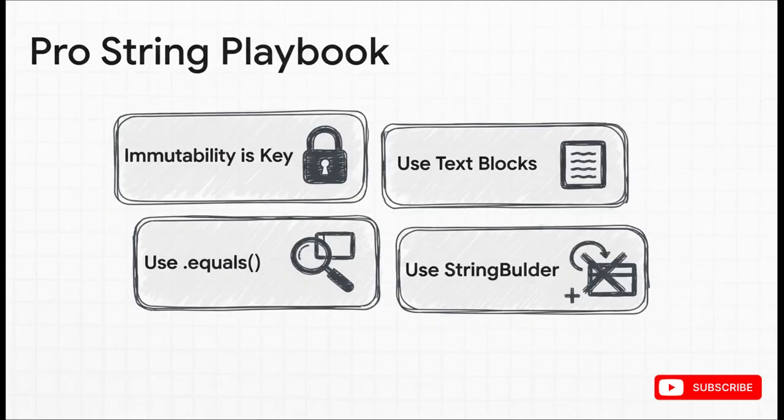So let's recap your new pro playbook. 1. Strings are immutable objects. 2. Immutability is your friend for security and performance. 3. Always use .equals for checking content. 4. Embrace modern text blocks. They make code so much cleaner. And 5. In a loop, StringBuilder is your go-to, not the plus sign.